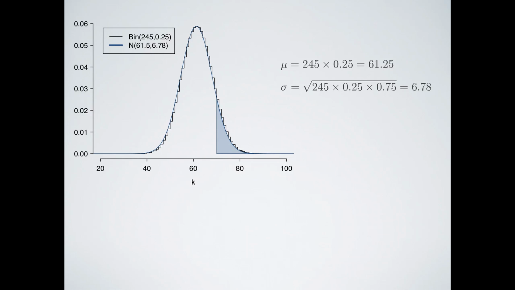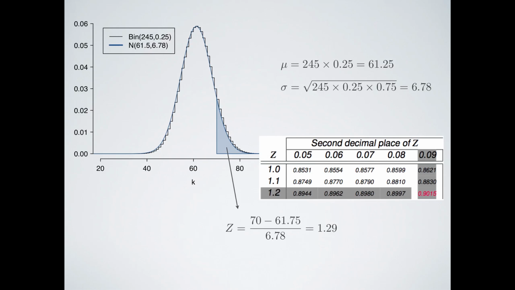Given a particular observation, a known mean and a known standard deviation, we can easily calculate the shaded area using a z-score. The z-score is simply the observation minus the mean divided by the standard deviation, which is 70 minus 61.25 divided by 6.78, 1.29.